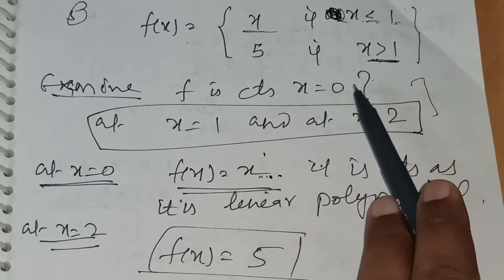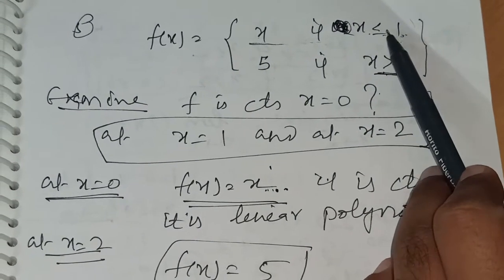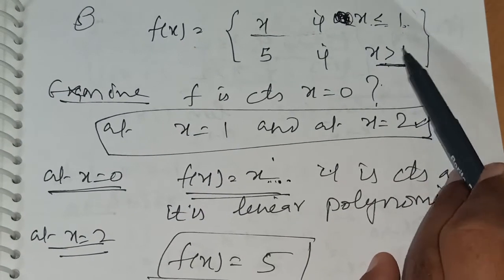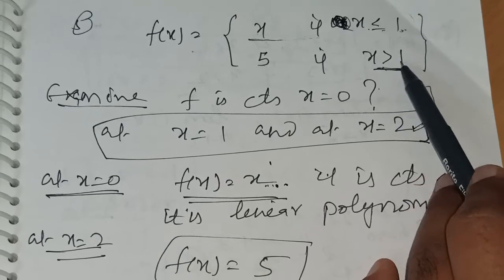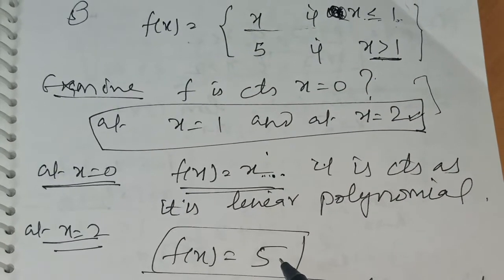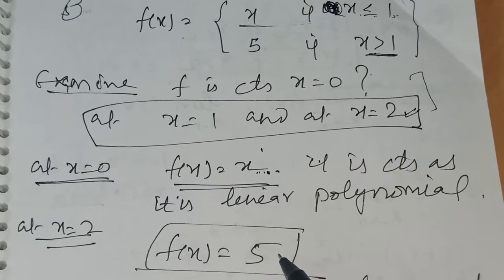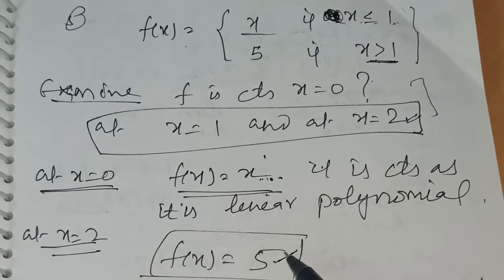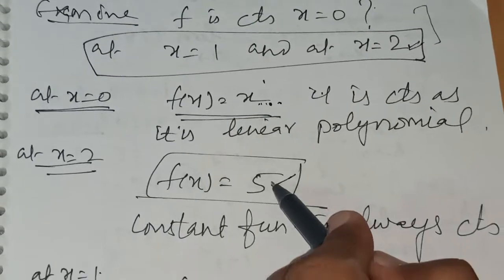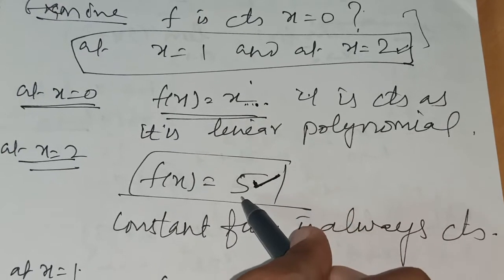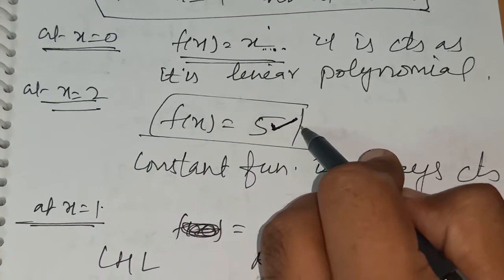Now for x equal to 2, the limit is defined as less than or equal to 1 and greater than 1. Now when we are talking about x equal to 2, it's greater than 1. So for x greater than 1, the value of the function is only 5. 5 is a constant value. We already have things to remember. In things to remember we discussed that every constant function is always continuous because it does not change its value either in the left hand part or the right hand part. So therefore it is also continuous.